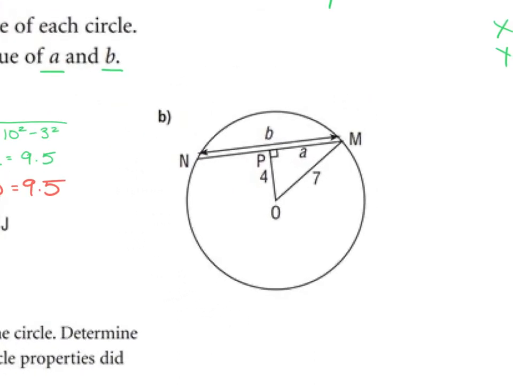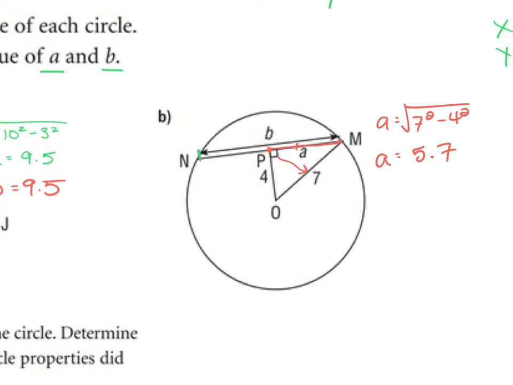Same thing here with finding this side A. So I'm going to go ahead and use Pythagorean theorem. So A equals the square root of 7 squared minus 4 squared. Remember your hypotenuse is the opposite side from the 90-degree angle. So A is the square root of 7 squared minus 4 squared, 5.7. So A from point P to point M is 5.7.